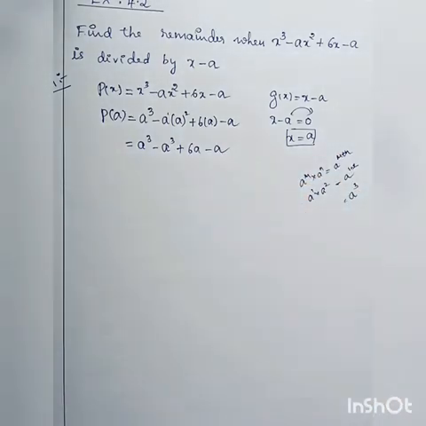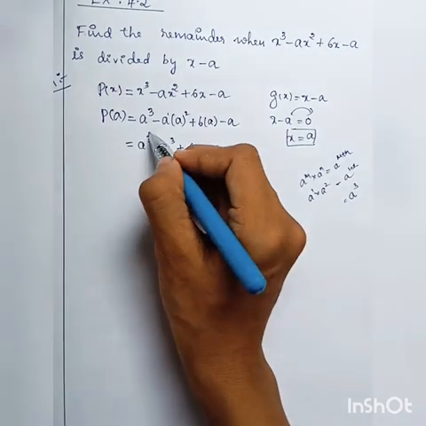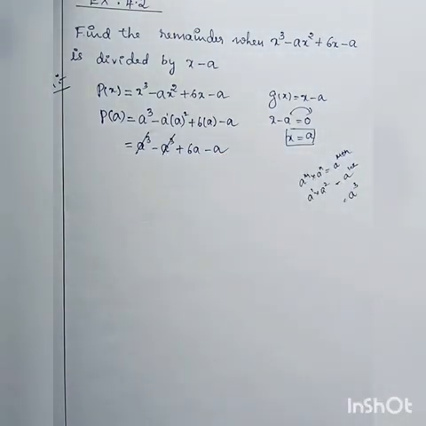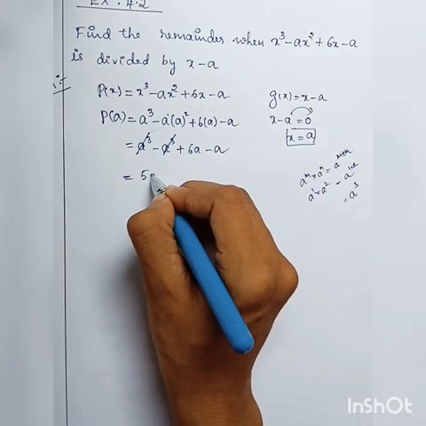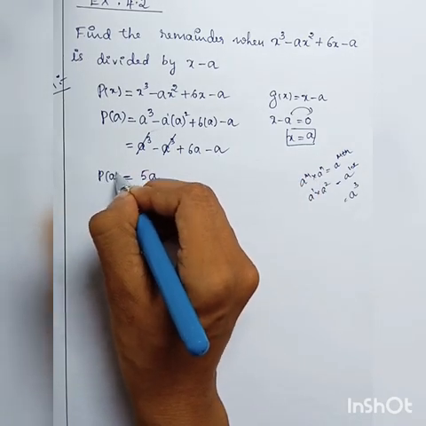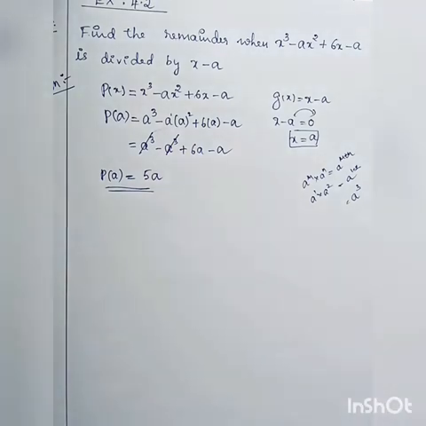So the next step is, this plus a cube minus a cube gets cancelled. So 6a minus 1a is 5a. So P of a is equal to 5a.